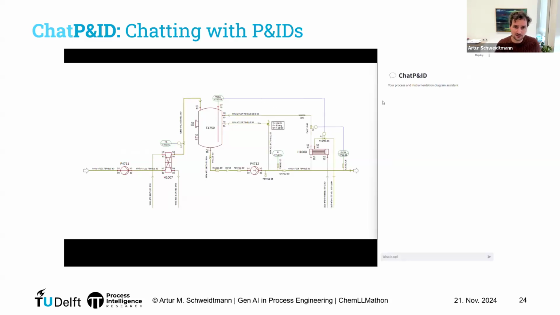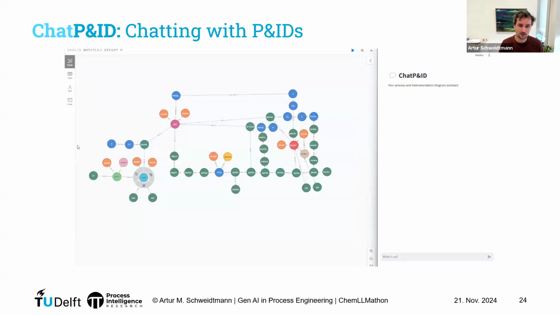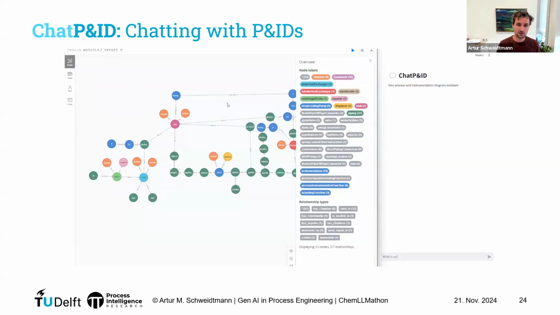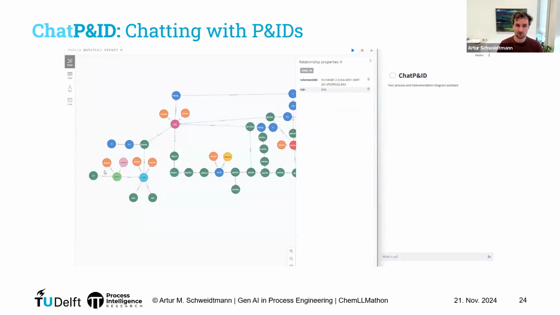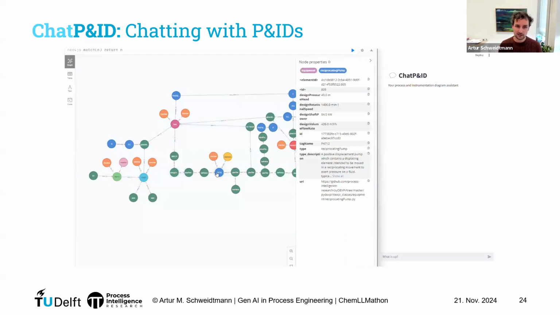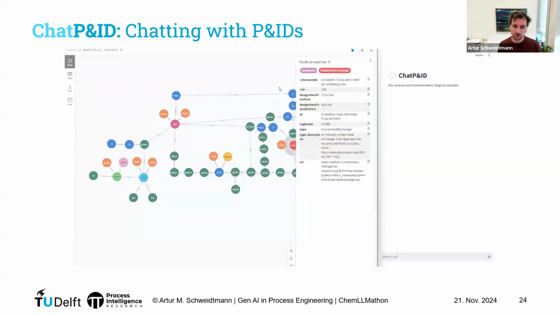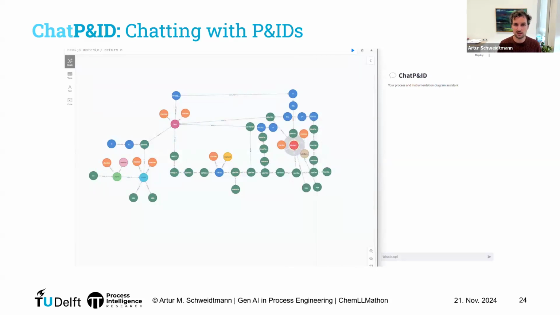So here we have this P&ID. We translate that to a graph data model, and you can actually navigate in this graph. You can go through the nodes, you can look at the details, look at the specifications. And we connected this graph with a large language model. So you can also interact with the graph in natural language, or with a P&ID actually. And we call that chat P&ID.